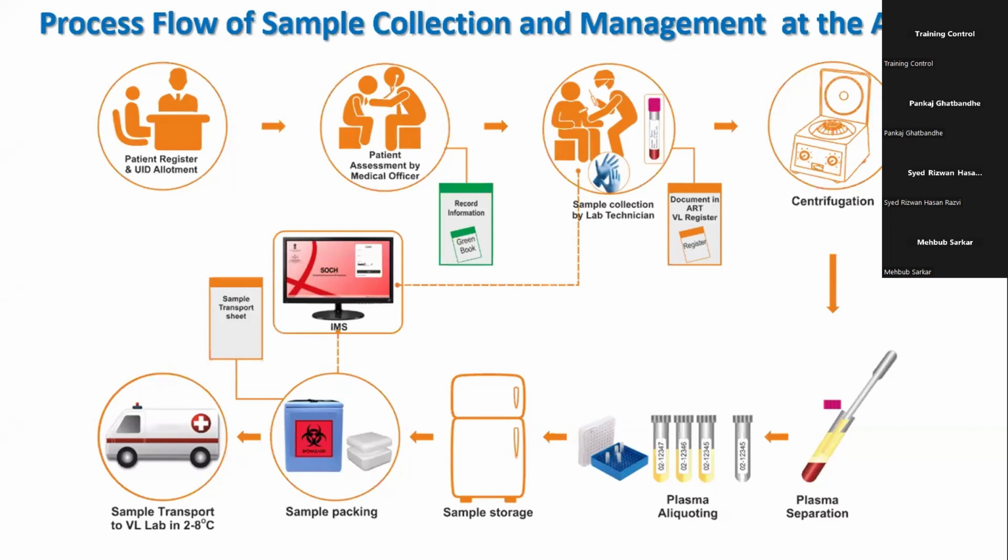And then the collected blood has to be centrifuged, plasma has to be separated, stored in the refrigerator, and transported to the viral load lab with the cold chain, that is within the temperature range of 2 to 8 degrees. Now the temperature and the time frame are a little bit trickier, and this has to be followed very stringently. We will talk about it in the subsequent slides.